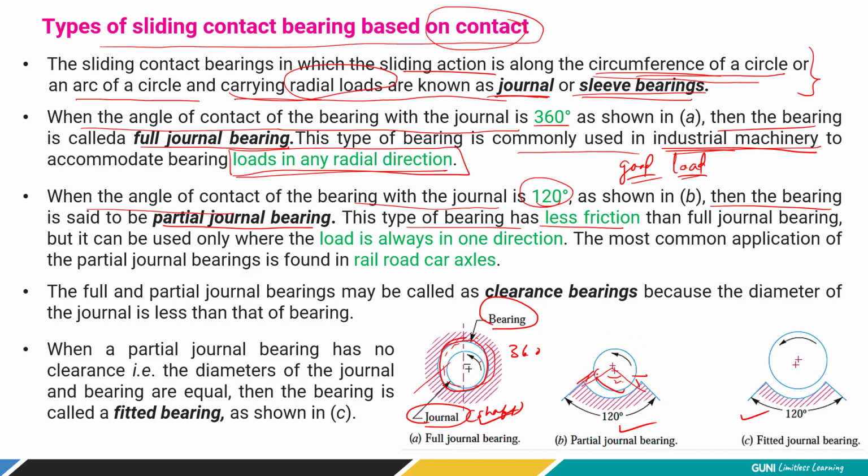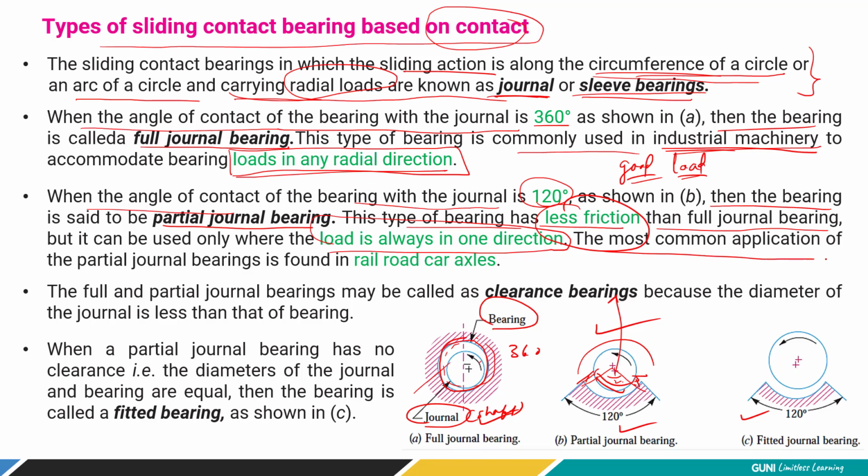That's why we are supporting only a partial part of the rotating element. Due to this, it offers less friction. Always remember, being a mechanical engineer, we need to minimize the friction in certain applications, most machinery applications. So this is one of the solutions. Less friction than the full journal bearing, but it can be used only where the load is always in one direction, as I stated. If it comes in the upward direction, the shaft will come out. There is no support from this direction.